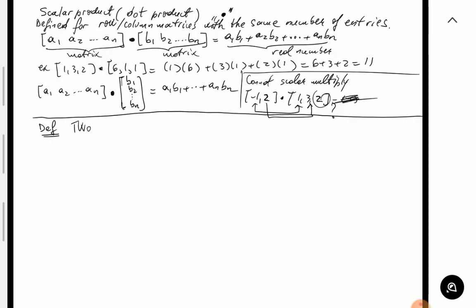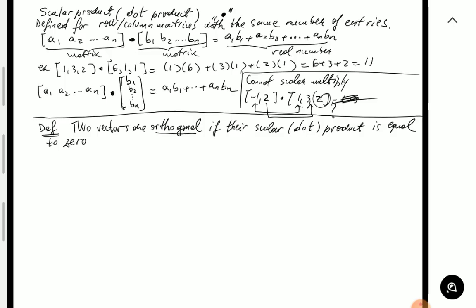We say that two vectors, remember vectors are row or column matrices, are orthogonal or perpendicular, I'll explain that in a moment, if their scalar or dot product is equal to 0. So for example, if I take the vector (-1, 3, 1), represented by a row matrix, with the vector (5, 2, -1), the dot product is -5 plus 6 minus 1, which is 0, so they are orthogonal.